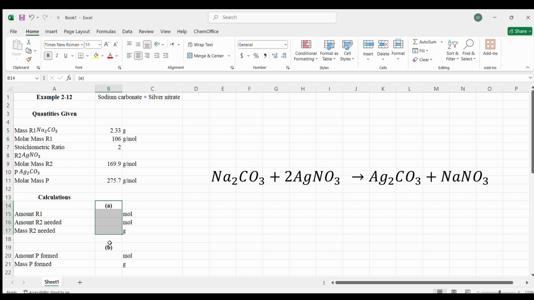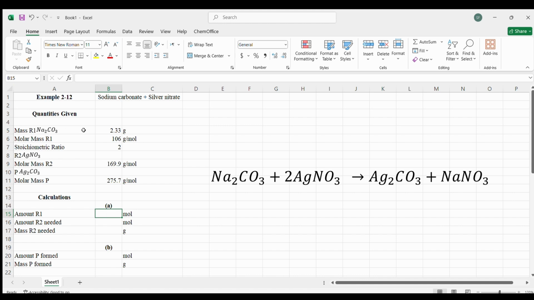First, we are going to work on part A, which wants the amount of the first reactant. Be careful, we have the grams, we have the mass. We want to find the amount. This is grams, this is moles. Also, we want the amount of the second reactant, which is needed. So the reaction will go. And also, we want the mass of the second reactant, which is needed. Okay, let's go and calculate all of these parts together.